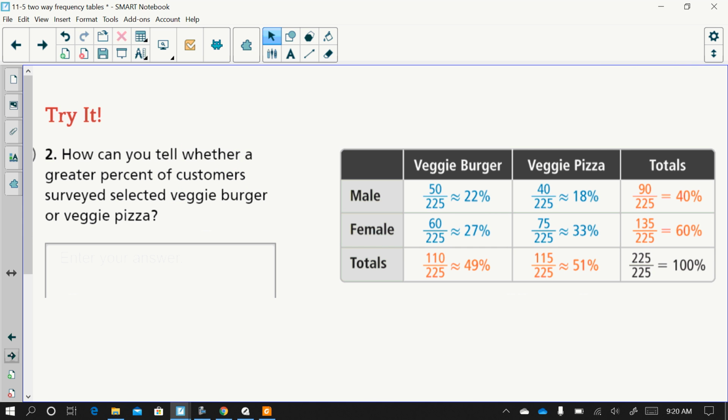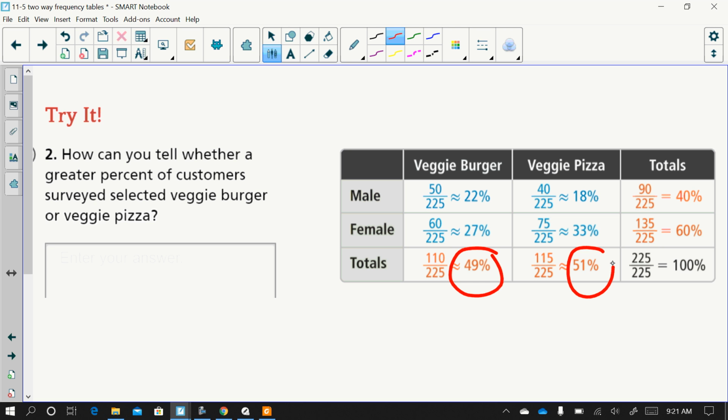Okay, so how can you tell whether a greater percent of customers surveyed selected veggie burger or veggie pizza? Okay, this is where we look at our margins. Okay, we had 49% pick the veggie burger, 51% pick the veggie pizza. So which one was bigger? The veggie pizza. Okay, I look at my marginal frequencies here.